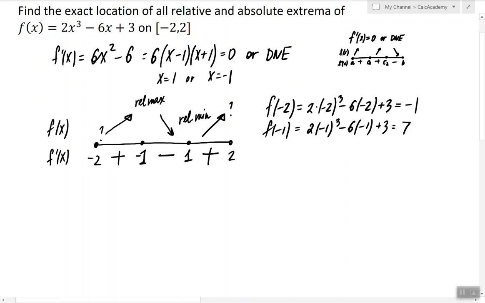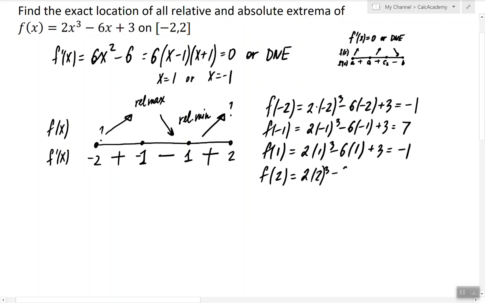4 plus 3 is 7. f of 1 is 2 times 1 cubed minus 6 times 1 plus 3, which is -4 plus 3, -1. And at 2 we have 2 times 2 cubed minus 6 times 2 plus 3, so we have 16, 19 minus 12, 7.